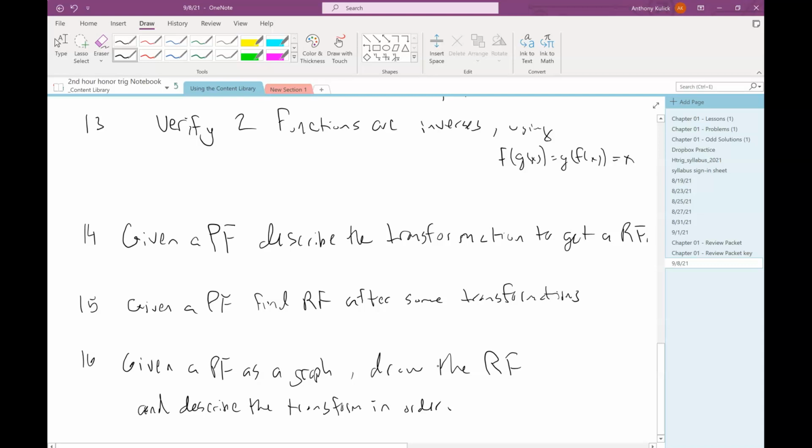Yeah, John? So for that last one, we'll be given like 2 or 3 points from the parent function, and then we can do the transformations to those points to find that. Yep, that's the way that you'd want to do that. Jackson. So is there not going to be a question on finding the range? Correct.